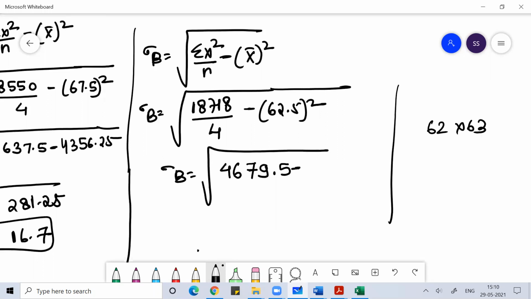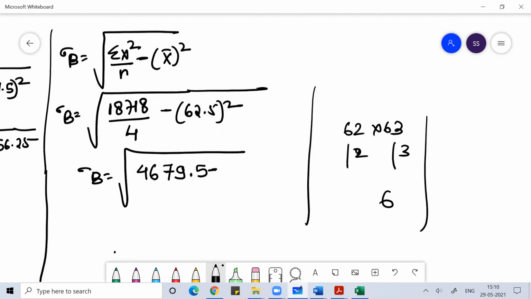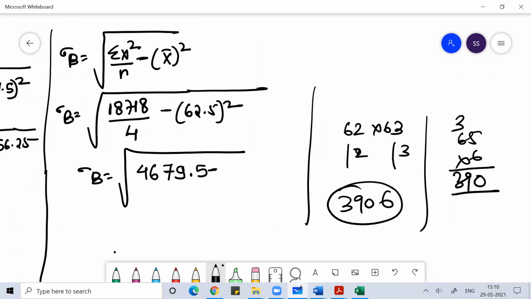62.5. You have to do 62 into 63. This is plus 2. This is plus 3. 3 2s are 6. Then this is 65. So this is 65. 65 6 are, because you're comparing with 60, with respect to 60, 30 36 390 390 3906. Vedic math. This is called base method. So 3906. Find the standard deviation.